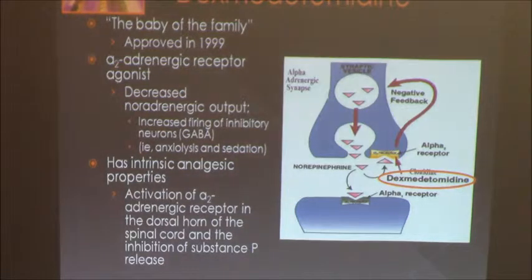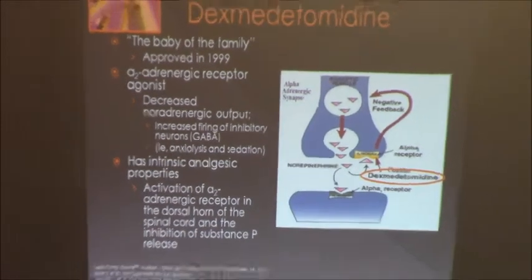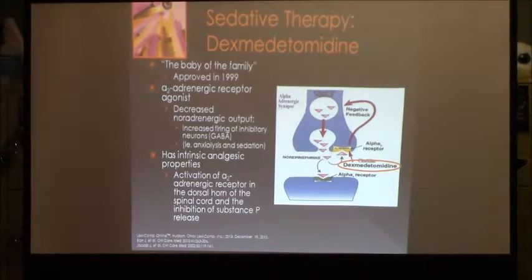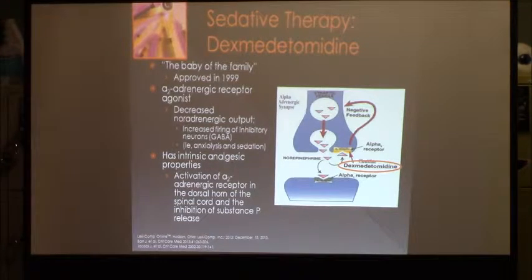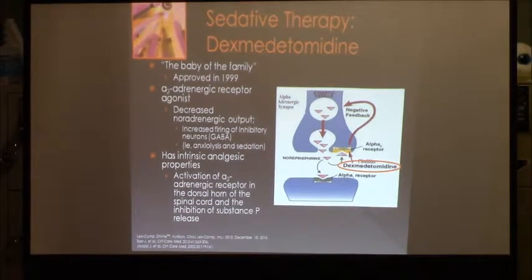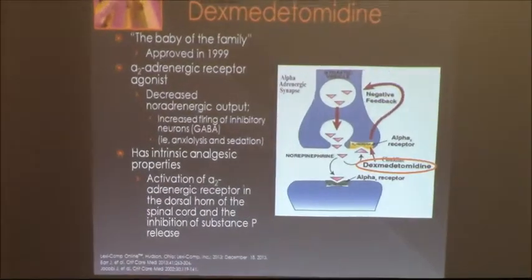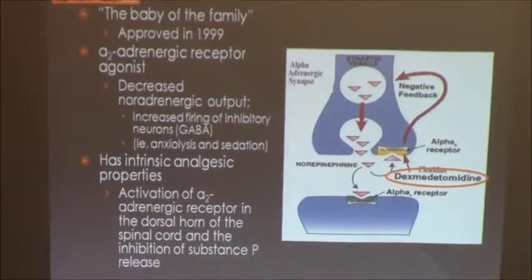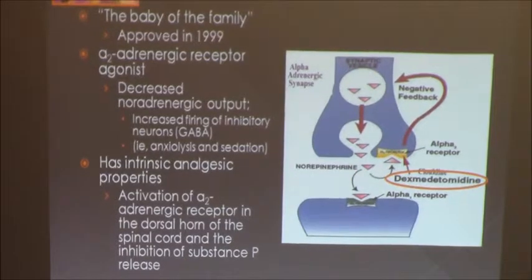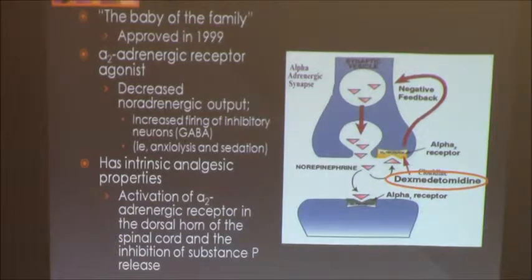All right, so next is dexmedetomidine, and I like to call dexmedetomidine the baby of the family, even though it was approved in 1999, so that's been about 15 years ago. But that's relatively new in the world of critical care. Dexmedetomidine has a unique mechanism of action. It's an alpha-2 adrenergic receptor agonist, so it has a very similar mechanism of action to clonidine, except it has about 8 times the affinity for the alpha-2 receptor than clonidine, which is why you get sedation with it.